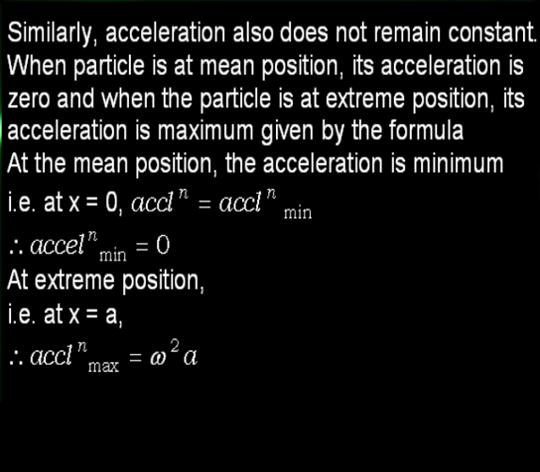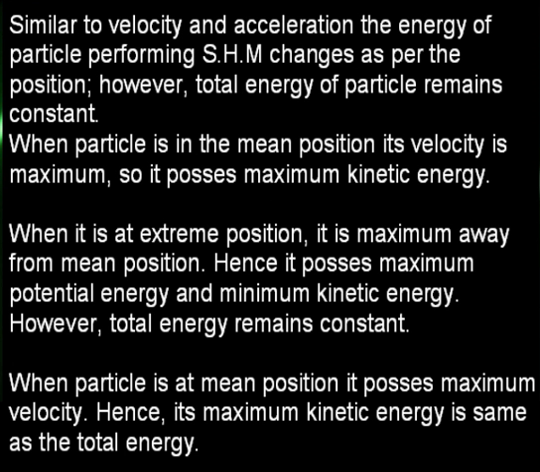Similarly, acceleration also does not remain constant. When the particle is at mean position, its acceleration is 0. And when the particle is at extreme position, its acceleration is maximum, given by the formula omega square a. Similar to velocity and acceleration, the energy of the particle performing SHM also changes as per the position. However, the total energy of the particle remains constant.